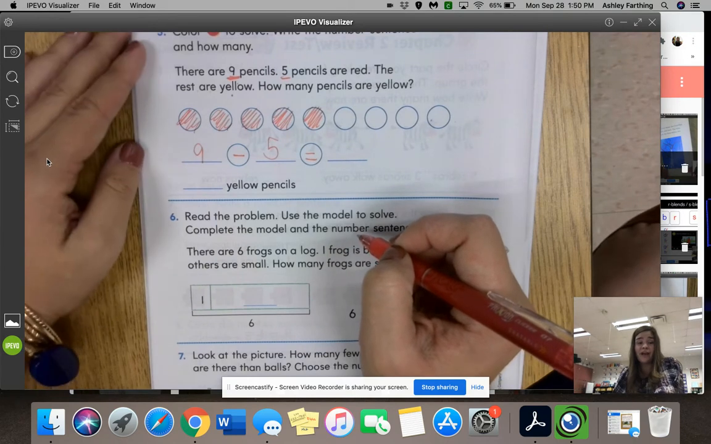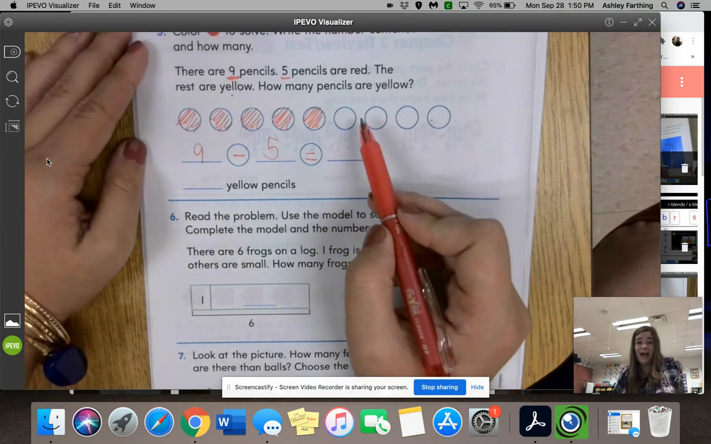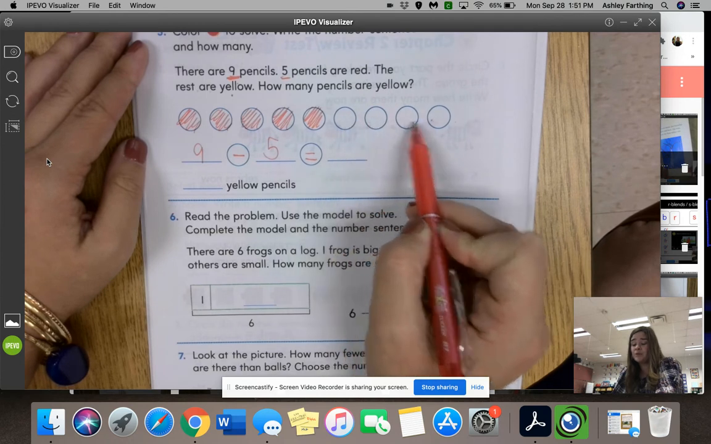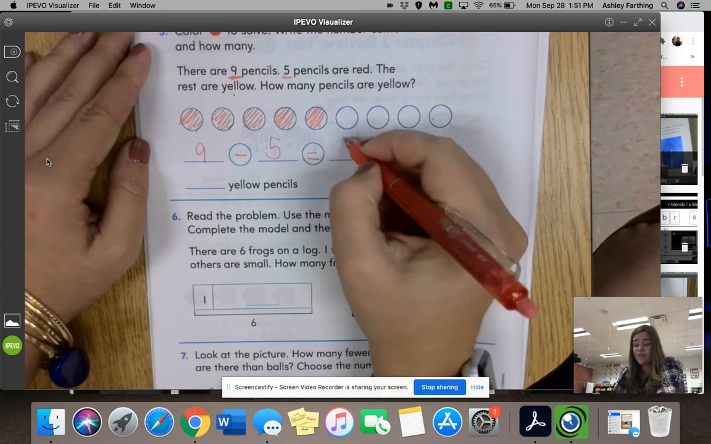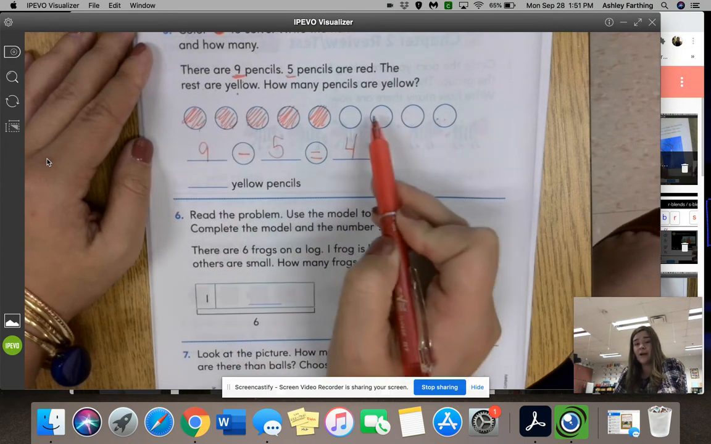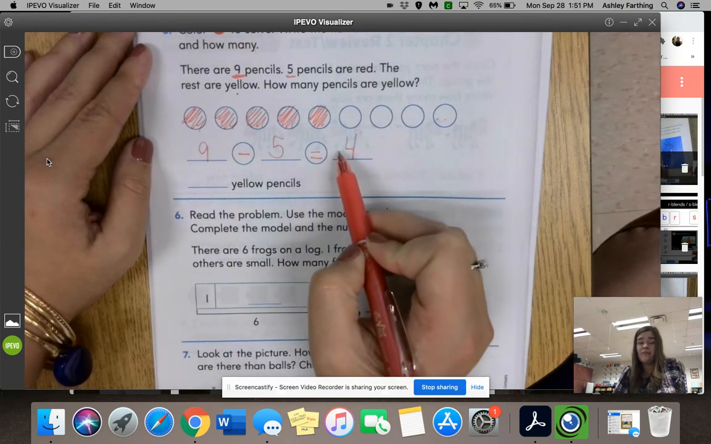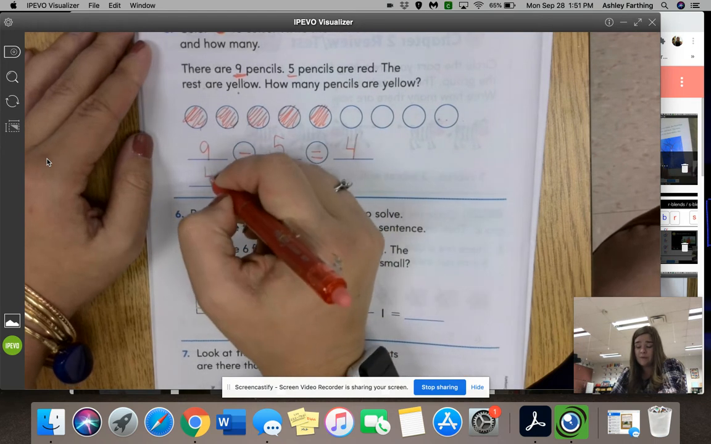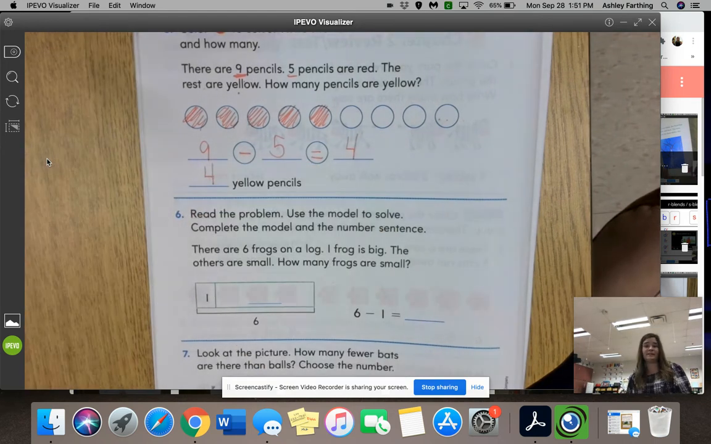Now we get to write our answer. How many pencils do I have left? 1, 2, 3, 4. I know that those are my yellow pencils because these that I colored in were red. So I know that these are my yellow pencils, and there are 4 left. So I'm going to write 4 yellow pencils.